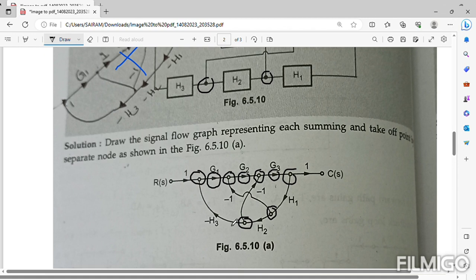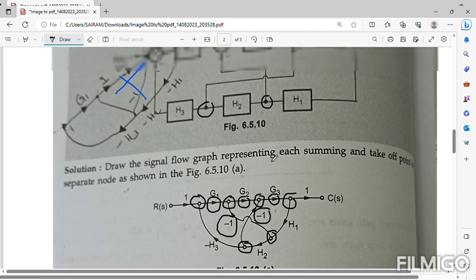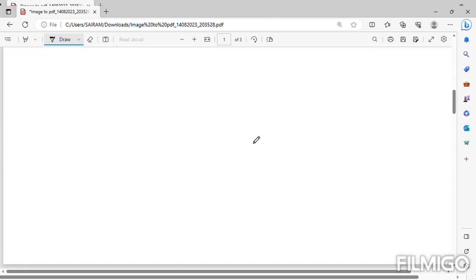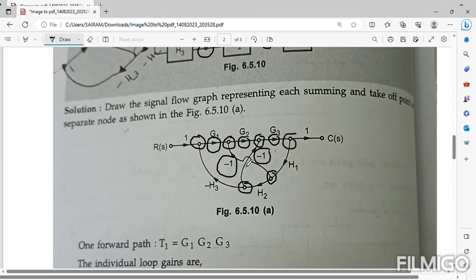So this is the diagram, and one more thing to tell: there is a -1 and a -1 present. What are those? You connect all the required blocks by branches instead of blocks, and then indicate the block transfer functions as the gain of the corresponding branches. This gain is written as -1 and -1 respectively. And this is the complete diagram.